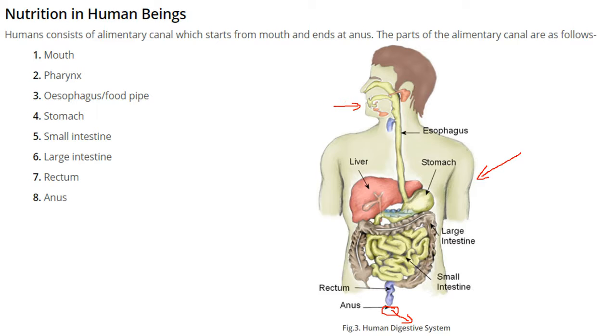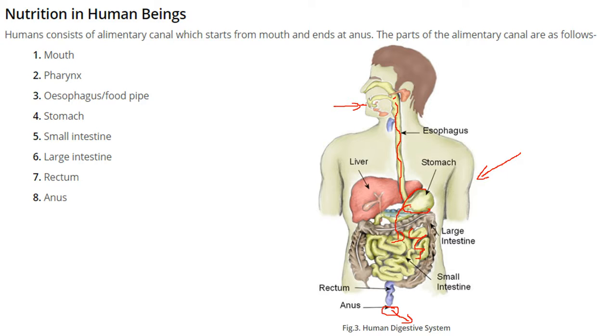It starts with the mouth. This is the mouth. Then we have the pharynx. This is followed by the esophagus, or we also call it the food pipe, and it connects us to the stomach. This is the stomach. After that, there is hydrochloric acid, other things, also pepsin, etc. The food is broken down, and now it passes to the small intestine. This is the small intestine.